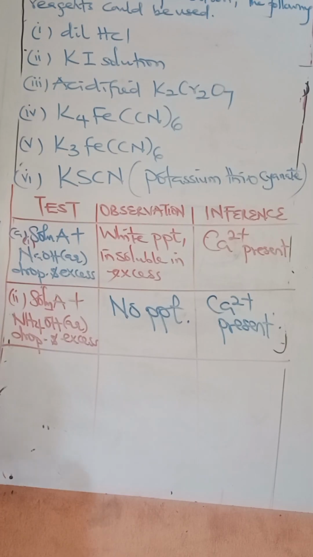That is A. We are done with calcium ion. To test for calcium ion, add sodium hydroxide dropwise and in excess, and a white precipitate insoluble in excess is observed. If you use ammonium hydroxide, no precipitate.